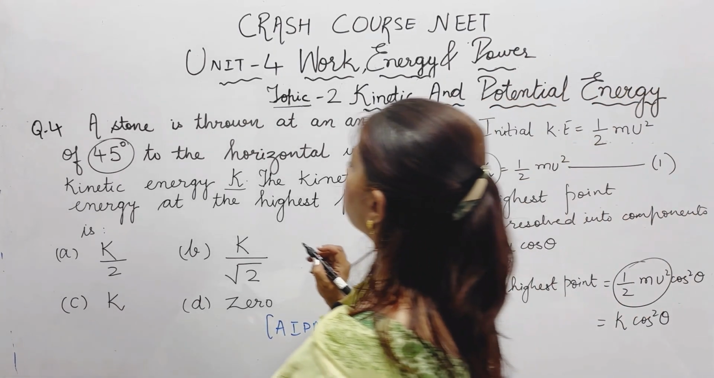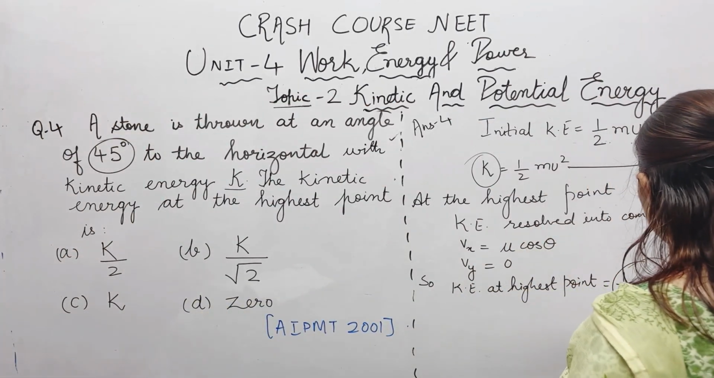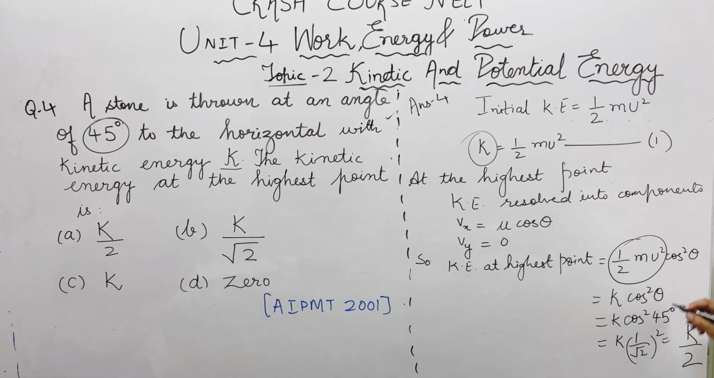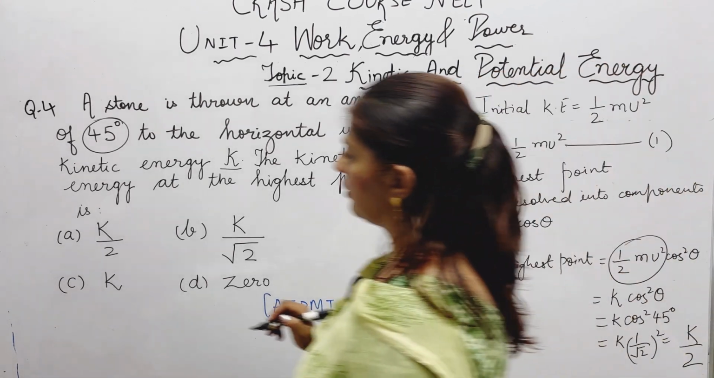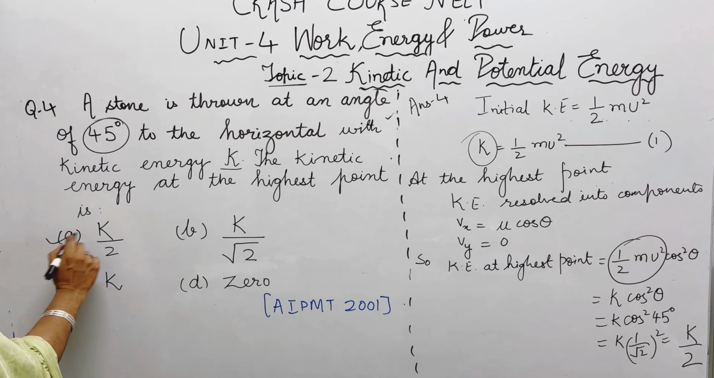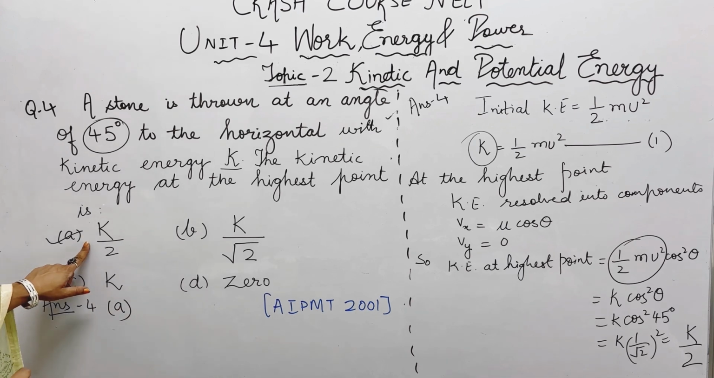Since the angle that has been mentioned here is 45 degree, we will be having it K cos square 45 degree. Cos 45 is 1 by root 2, and square of that, so 1 by root 2 square comes out to be K by 2. Now when we look at the options, the result goes with the option A, K by 2. So the answer for the fourth is option A. The kinetic energy at the highest point is K by 2.